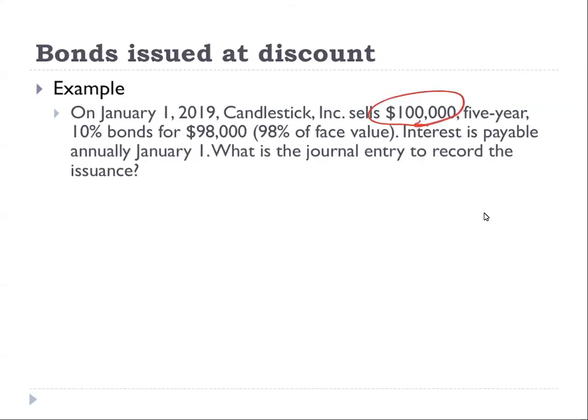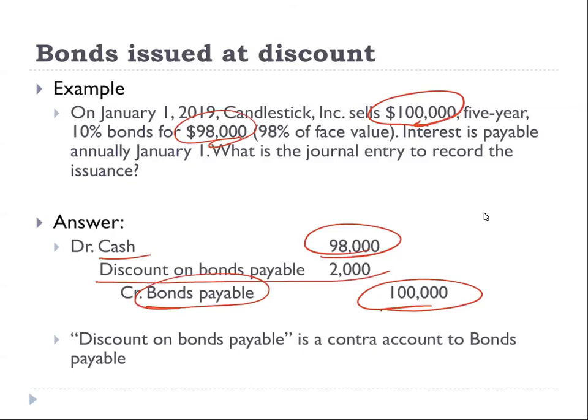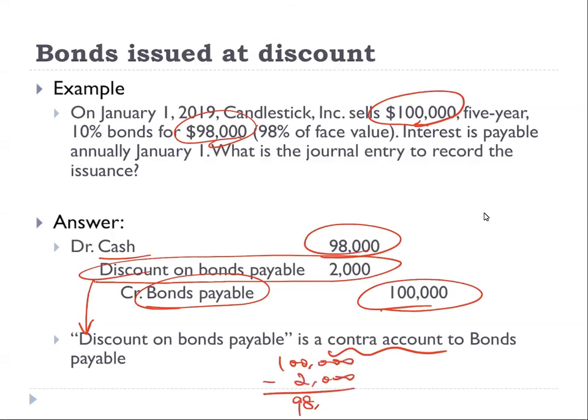The face value of the bond is 100,000. However, it is sold for 98,000. In this example, the firm gets cash of 98,000. The bond payable is recorded at face value of 100,000, and there's a difference here. The difference is recorded as discount on bonds payable. This discount on bonds payable is a contra account to bonds payable. In other words, the net book value of bonds payable is 100,000 minus 2,000, so that's 98,000. This is the net book value of bonds payable.